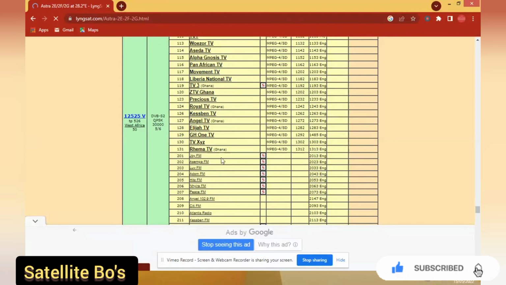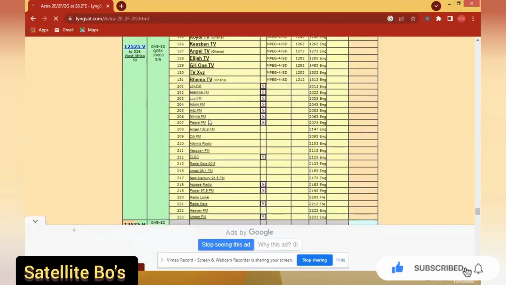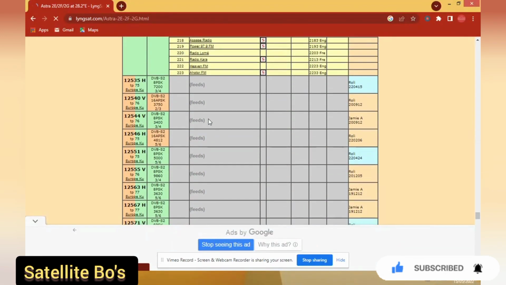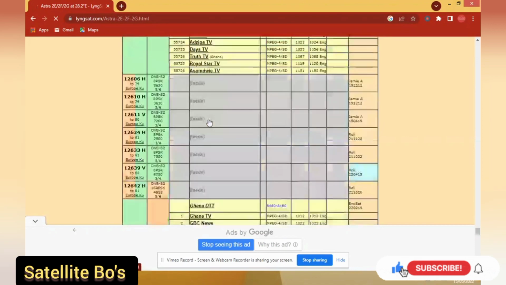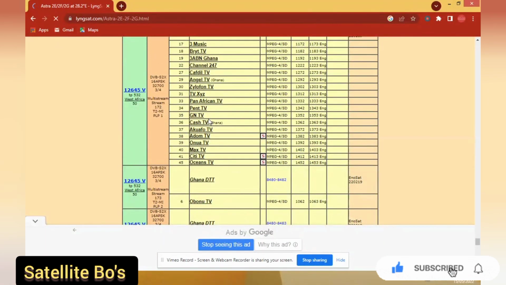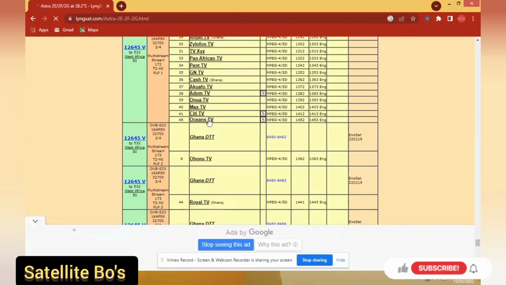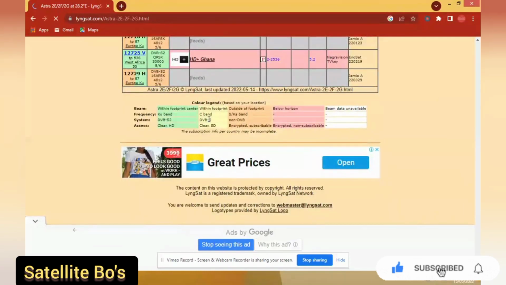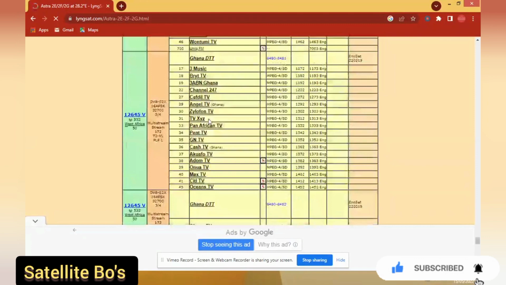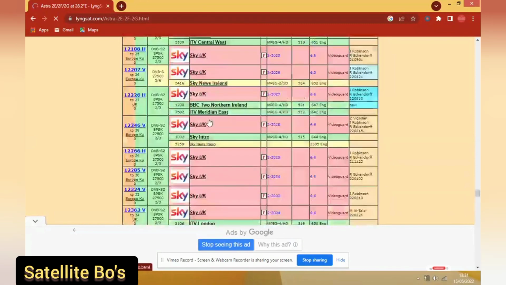See the channels: TVXYZ, JH1, TV4. Some of you that are familiar with this satellite know these stations are there. Elijah TV, Angel TV, and a lot of them. This is Astra 2 on 28 degrees east. You see all the frequencies and channels, both the ones covering Africa and the ones covering Europe. So you don't need to keep worrying about how to get frequencies of any satellite you want to track.